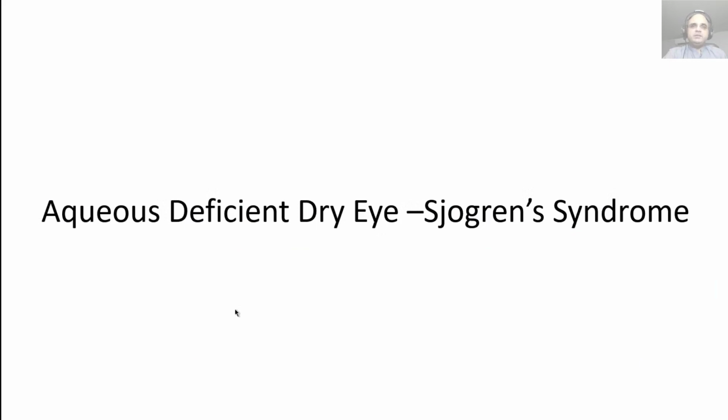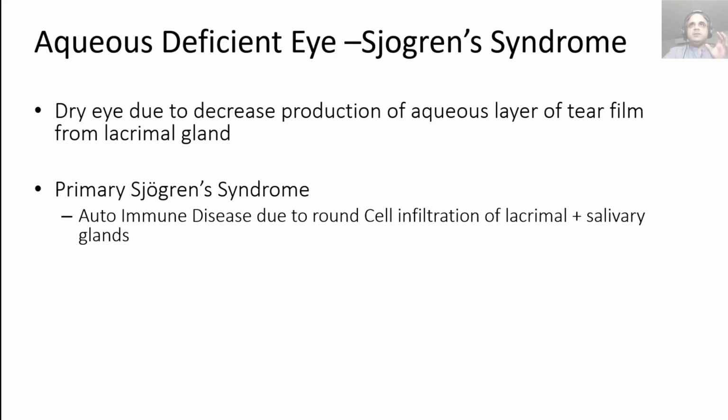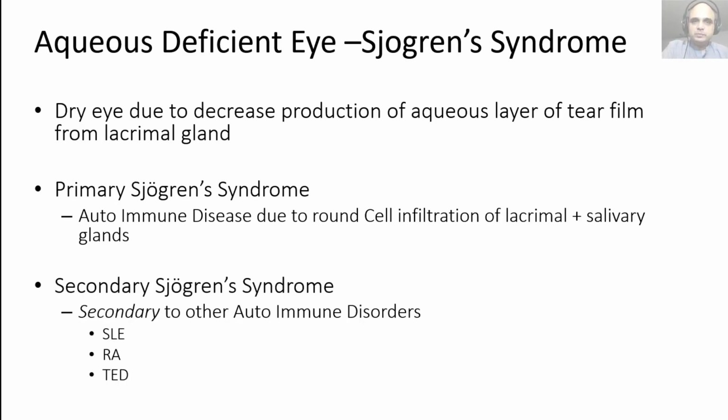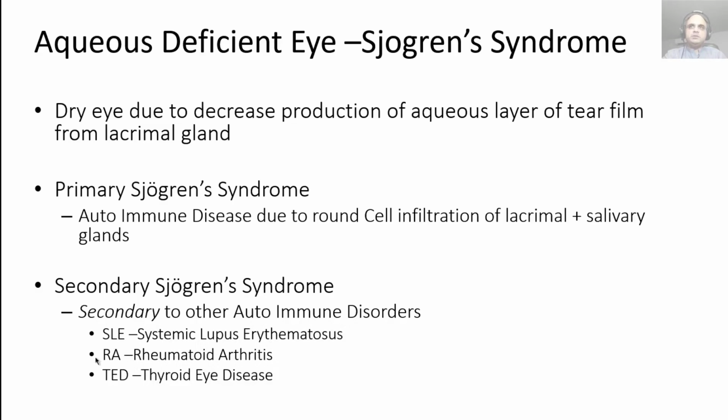We'll take up aqueous deficient and Sjogren syndrome first, which is because of decreased production of the aqueous layer of the tear film, because your lacrimal gland has been infiltrated by round cells, which is a primary Sjogren syndrome. Together with your lacrimal gland, your salivary glands are also affected. So you have a dry eye and a dry mouth. A secondary Sjogren syndrome is one in which you have another autoimmune disorder which is invading your lacrimal and your salivary glands, like rheumatoid arthritis, systemic lupus erythematosus, and thyroid eye disease. So SLE, systemic lupus erythematosus, RA, rheumatoid arthritis, TED, thyroid eye disease.